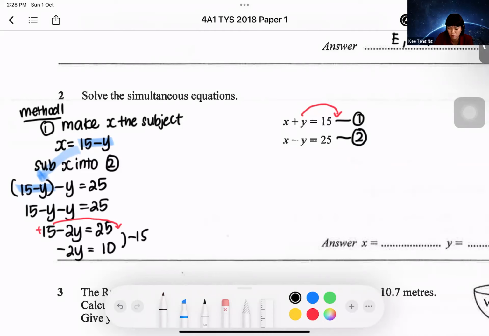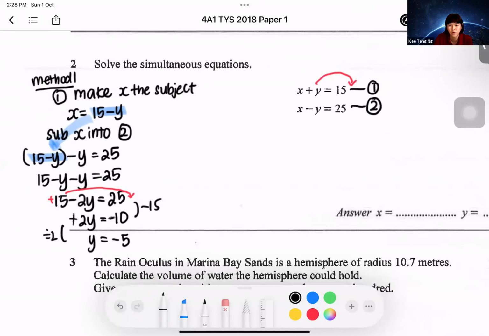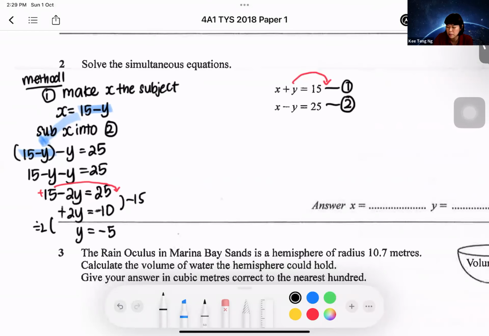Next, I need to get rid of my negative sign. So I'm going to change the sign away. Then now we divide by 2. So negative 10 divided by negative 2, Y equals 5. Have you gotten the answer? So my first answer, Y equals 5.